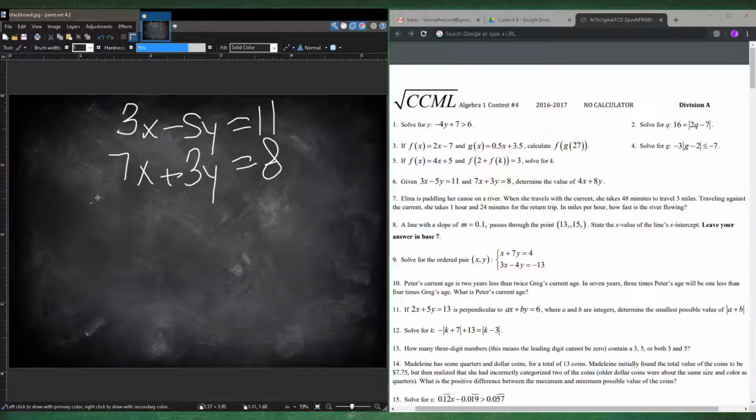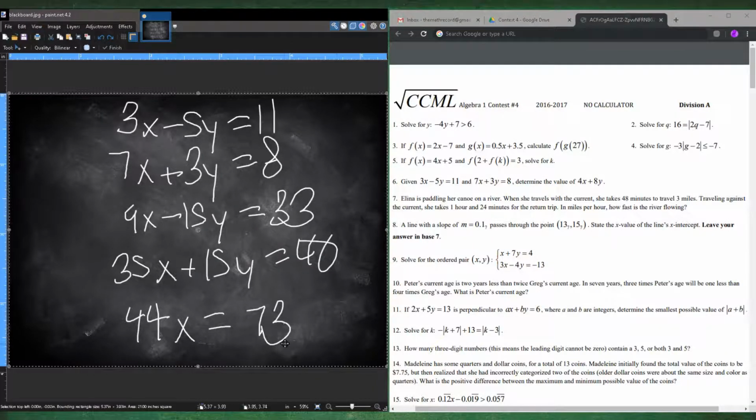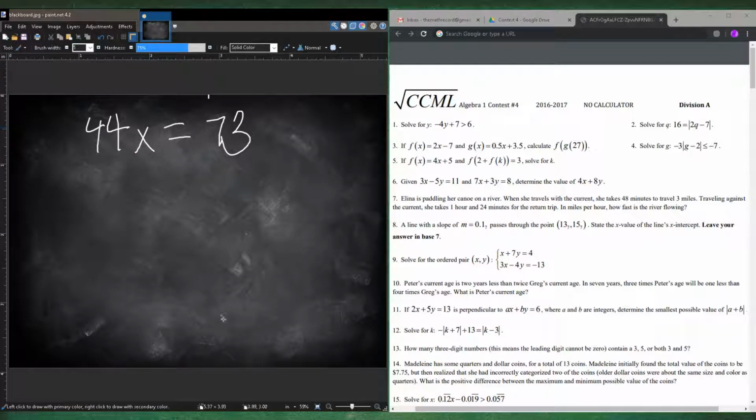So multiply the first equation by 3 and the second equation by 5. So you get 9x minus 15y is equal to 33, and you get 35x plus 15y is equal to 40. Adding them together, you get 44x is equal to 73. Is that true? Yep. So x is equal to 73 over 44.